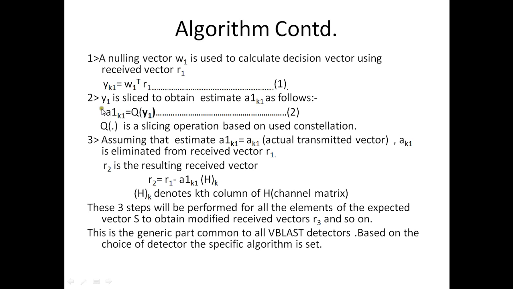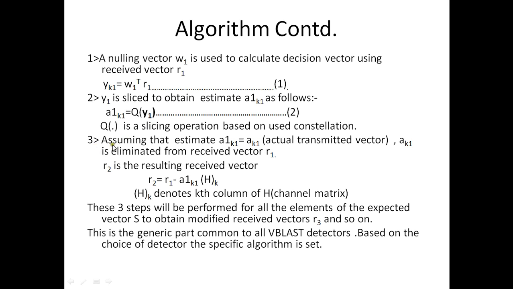Then you have a slicing operation performed on y1, the decision parameter, in order to obtain an estimate of the transmitted vector, a1k1, as follows. So if ak1 is your transmitted vector, a1k1 would be its estimate. Now this slicing operation Q shown here depends on the type of constellation you have, the number of symbols being employed based on the type of modulation, for instance if you use QAM or QPSK.